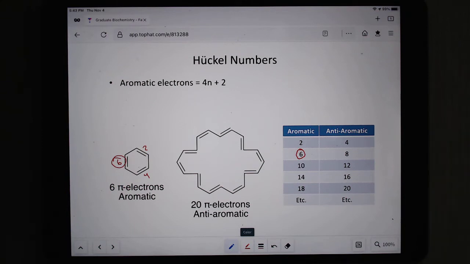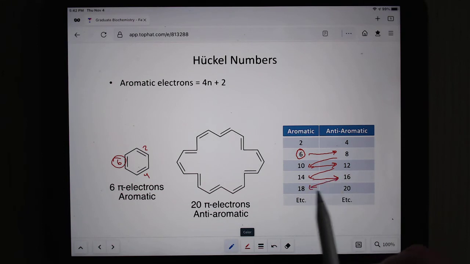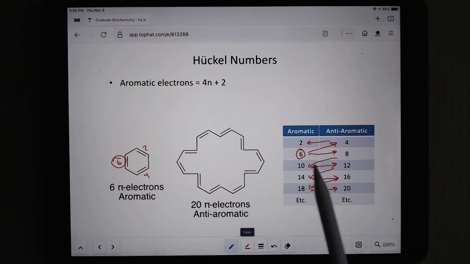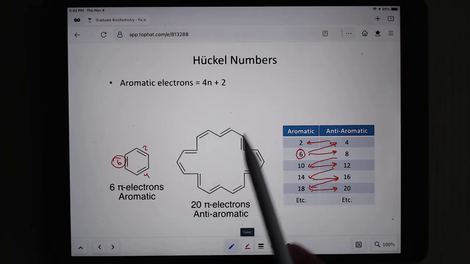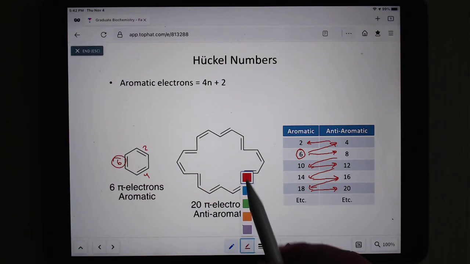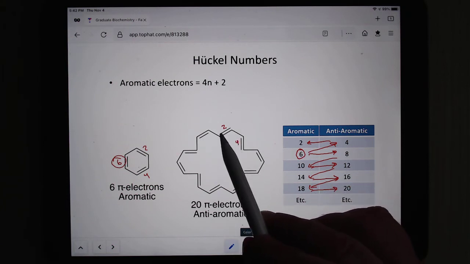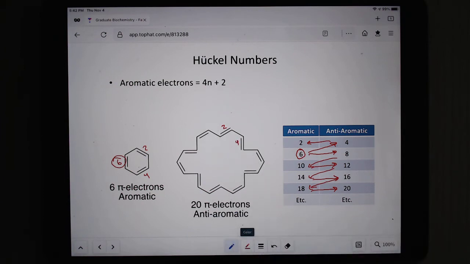Then it flips back and forth between aromatic and anti-aromatic by skipping 2. So 6, 8, 10, 12, 14, 16, 18. But it also goes backwards, to 4 and 2. So it goes back and forth. If you remember that 6 is aromatic, then you can figure out all the other ones. Now for this one, everybody is part of a pi bond, so we've satisfied that condition. If we start counting these up, 2, 4, and it doesn't matter if the double bond is above or below the sigma bond here. That's just a quirk of ChemDraw.